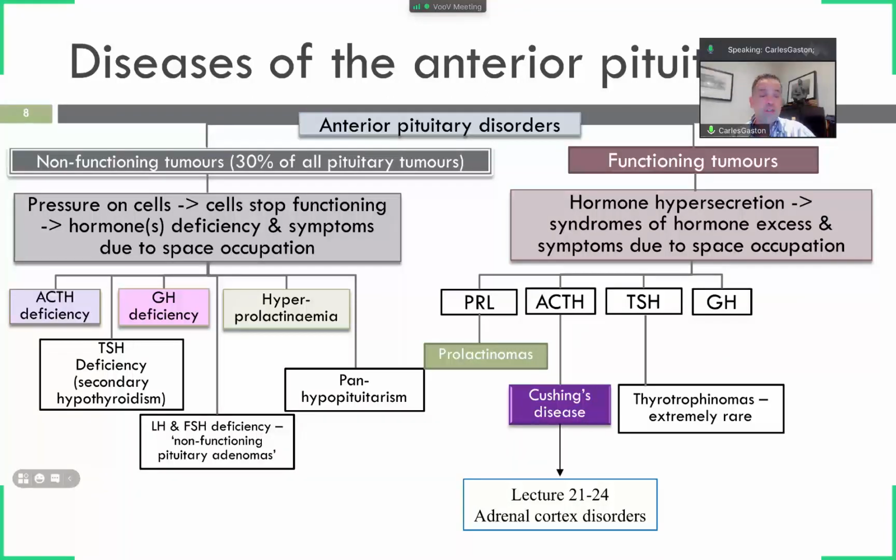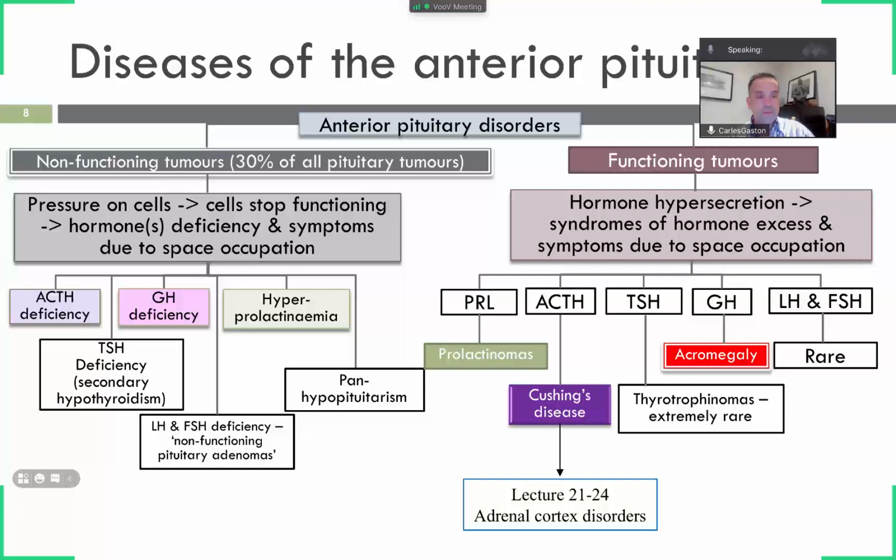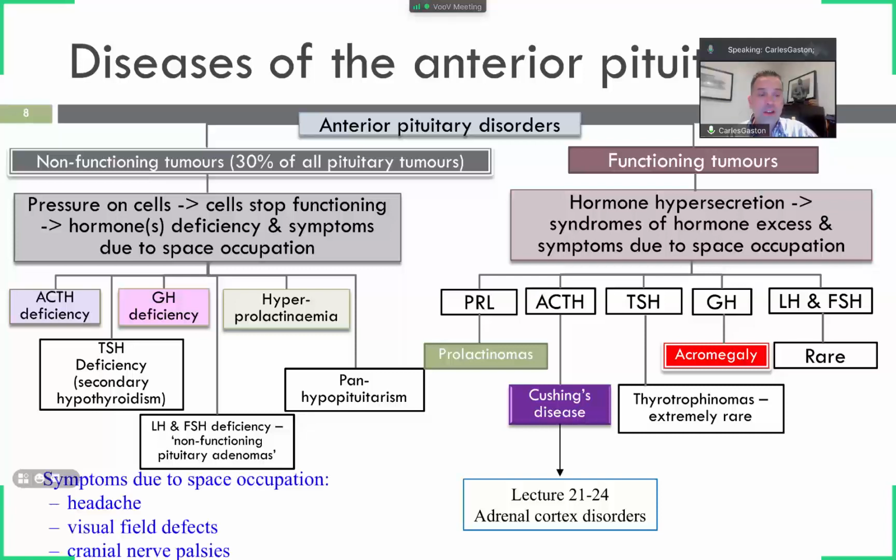There are other tumors affecting growth hormone, and this can lead to acromegaly, but if the tumor is present before the age of pubertal growth, it can lead to gigantism. We will study this in the second part of our lecture. And then there can be tumors with oversecretion of LH and FSH, and these are really very rare.